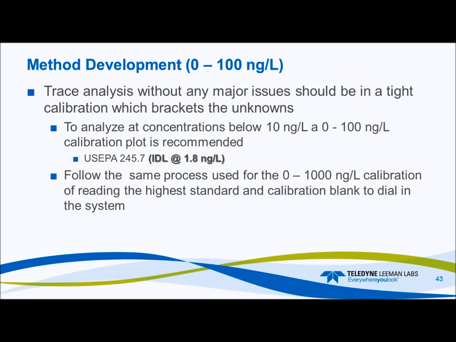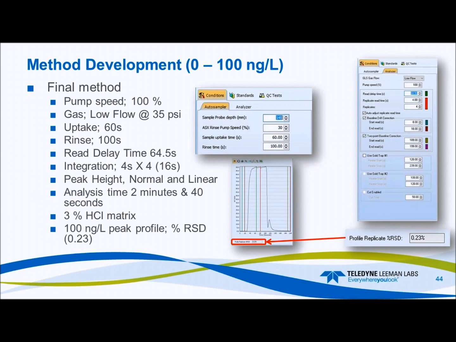Trace analysis from 0 to 100. So let's follow the same process, and it's always best to bracket your unknowns. So if you're going to read below 10 or below 100 and so forth, it's best to run a calibration from 0 to 100. US EPA 245.7 in this methodology, IDL 1.8. Very easily doable. So we want to follow the same process as I showed you for the 1,000.